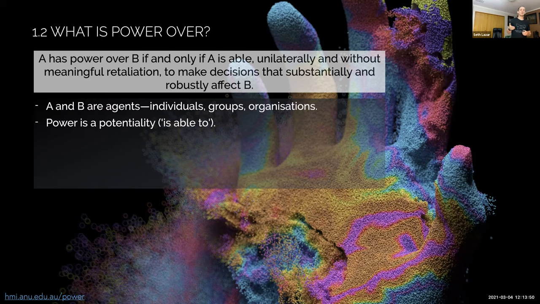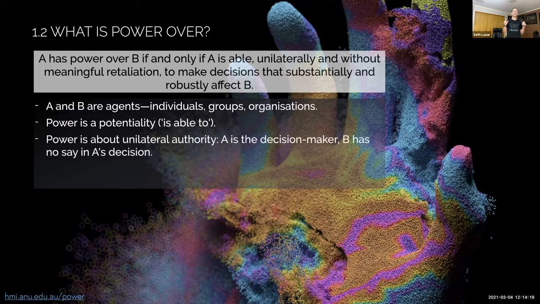So power, in my view, is a potentiality. It comes down to being able to do this thing. So you're able to robustly affect B. Now, what do we mean by able to? That in itself is a very big philosophical literature. I'm just going to say, broadly speaking, that there should be realistic causal pathways by which A can affect B. You could say something like, if A were to try, they would be pretty likely to affect B. That's a way of thinking about what able to means.